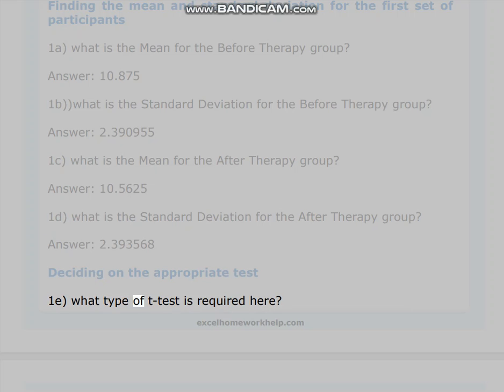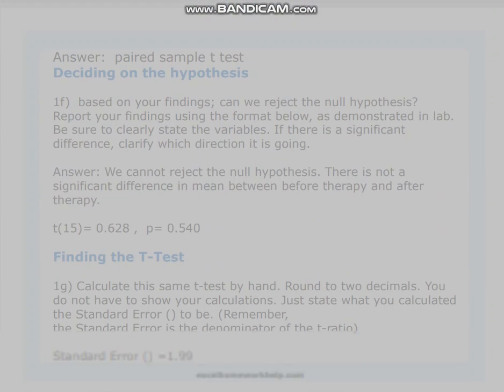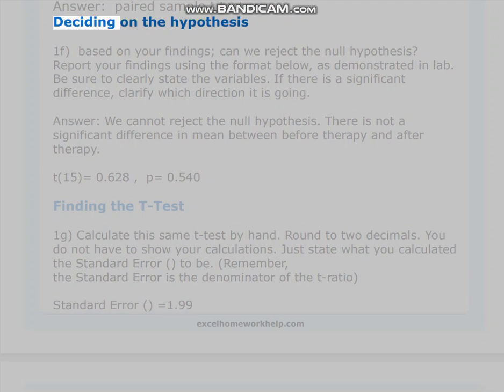Deciding on the appropriate test. 1E. What type of t-test is required here? Answer: paired sample t-test.